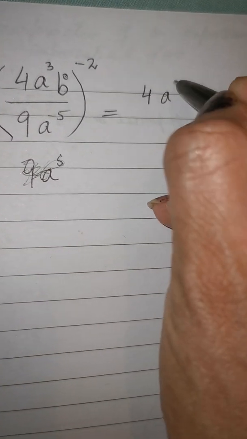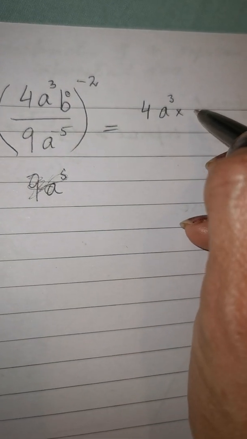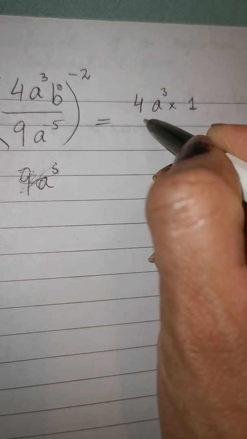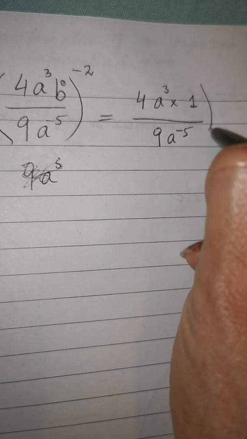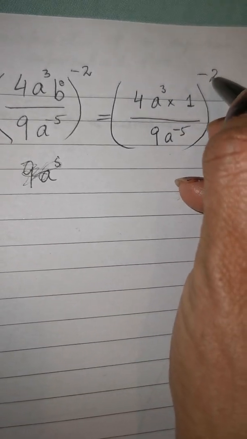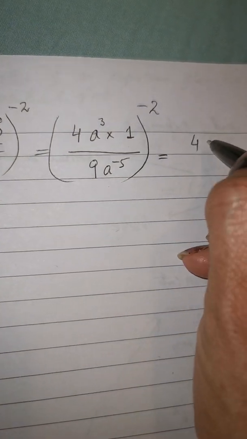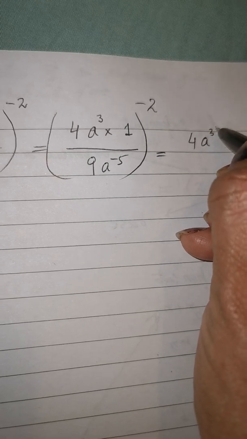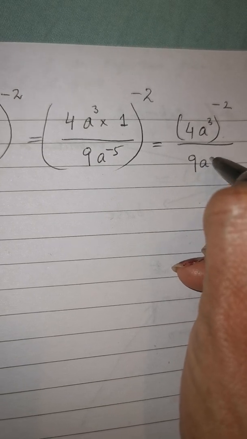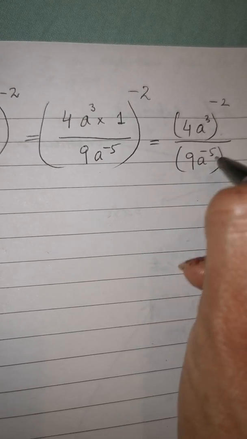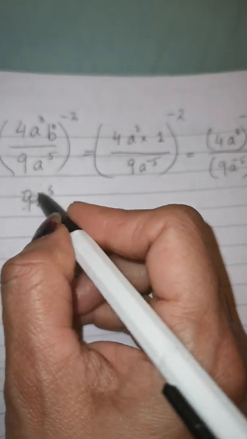You can separate their powers. First of all, b power 0, you know it's equal to 1. I will write it here. Power is minus 2, right? In the next step, 4a cube multiplied by 1 will give you 4a cube. I'm going to separate the powers like that. Right?